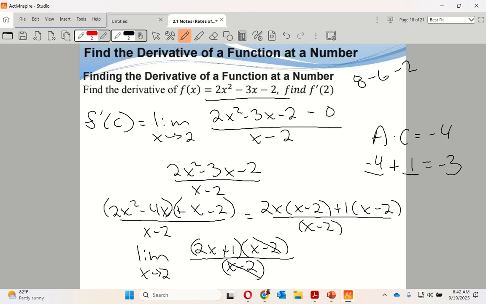Now can I plug that in? So I plug that in. I can plug in 2 because the bottom's canceled out. So it's 2 times 2 is 4 plus 1 is 5. So that gives me, in words, the slope when x is 2 of my function f is 5.